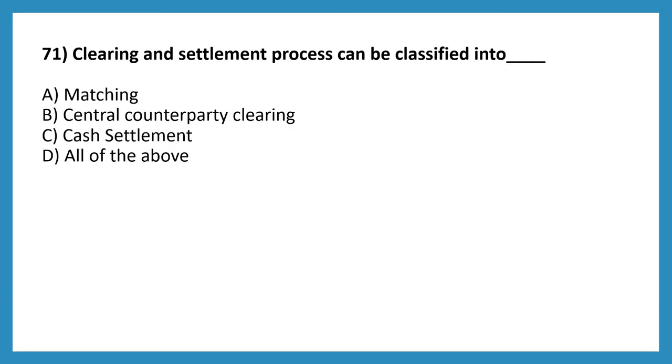Next question. Clearing and settlement process can be classified into option A, matching, option B, central counterparty clearing, option C, cash settlement, option D, all of the above. The correct answer is option D, all of the above.